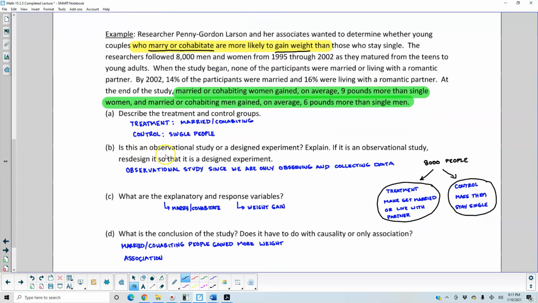Part B, is this an observational study or a designed experiment? And then explain; if it is an observational study, redesign it so that it is a designed experiment. It's an observational study since we are only observing and collecting data. If we have 8,000 people, then we can say the treatment, make them get married or live with a partner. The control group would be made to stay single. That would be the redesigning of the experiment.